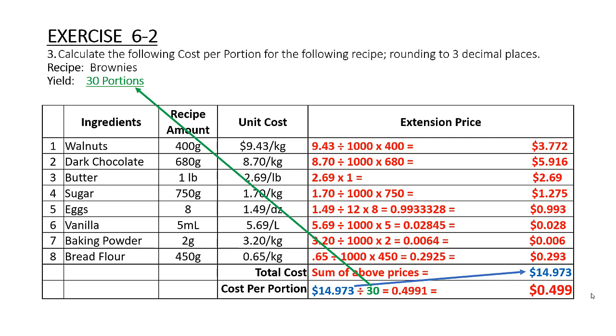So there you go, 3 different examples on how to get portion costs. We need the extension price of each ingredient. We add up all of the extended prices for each ingredient in the recipe. That gives us the total recipe cost. We then take the total recipe cost and divide it by how many portions that recipe gives us. And that gives us the portion cost.